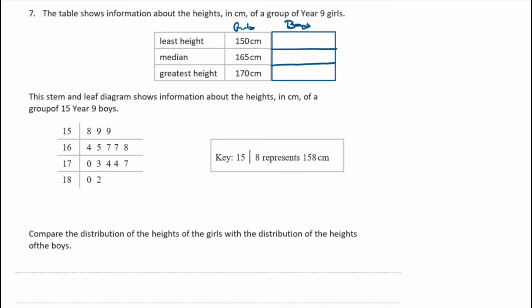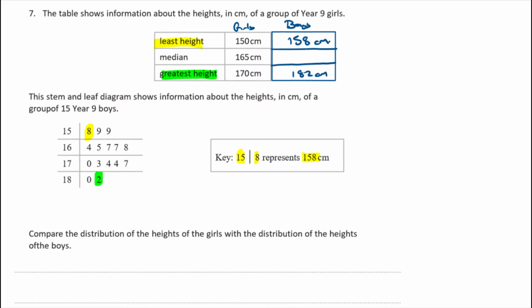Okay, so what are the boys' least height and greatest height and median? Well, the least height is going to be this one here, isn't it? It's the first leaf on my stem and leaf diagram. So the scale tells me that a 15 and 8 reads as 158. So that must be 158 centimeters. Now the greatest height is going to be the last leaf on my stem and leaf diagram. It's going to be that one up there. So that one is going to be 182 centimeters.